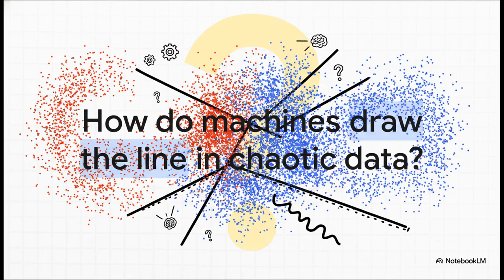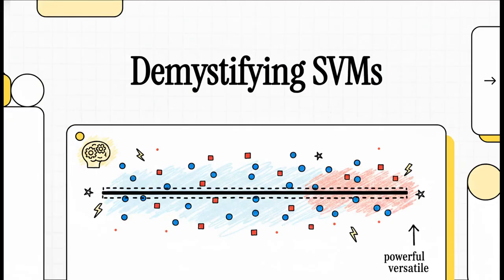If you've ever wondered how algorithms actually make sense of these seemingly impossible visual challenges, well, you are definitely in the right place. Okay, let's dive into this. Welcome to the Explainer. Today, we're demystifying support vector machines, or SVMs. Honestly, this is one of the most elegant, versatile, and just downright powerful solutions in all of machine learning for separating complex data. It is an absolute powerhouse. And as you'll see, it's brilliant for both classification and regression.